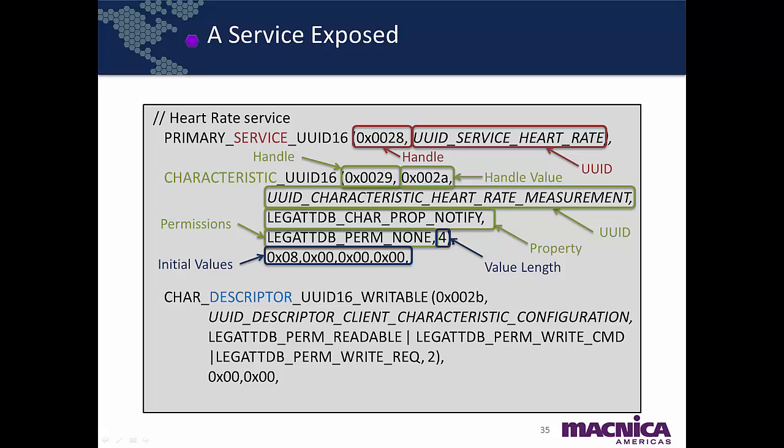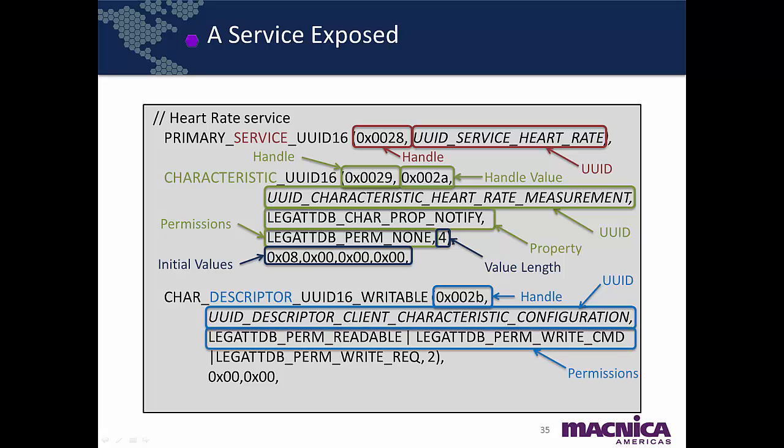It has a length of 4 16-bit words and is initialized to 8 million hex. Finally, the descriptor for the above characteristic is declared. Again, it has a handle and UUID, followed by its permissions, and most importantly, the size and initial value of the actual descriptor value.